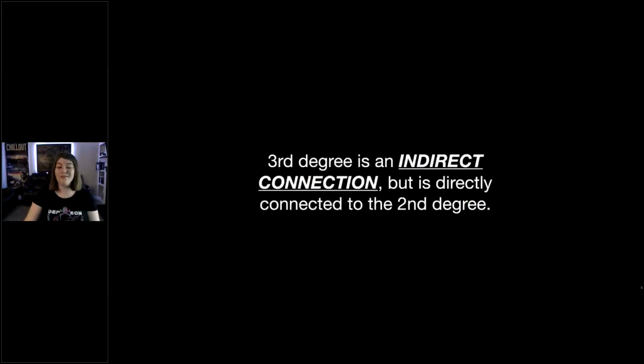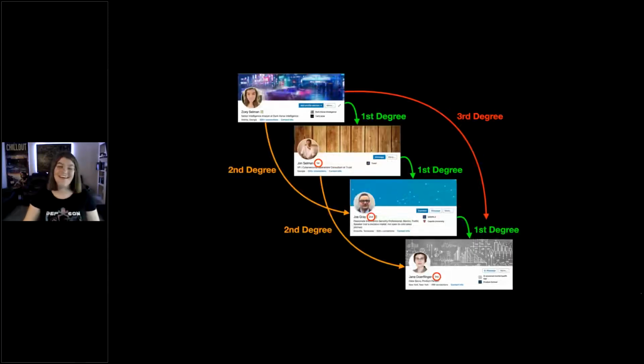So then there's the last kind of major degree, the third degree, which is an indirect connection, but it's directly connected to the second degree. And this chart looks a little bit crazy. I won't lie, it's a lot to take in. This is what this looks like. So you've got Jane, who's a first degree connection of Joe, Joe, who's a first degree connection of John, and then John, who's a first degree connection of me. And so because of that, Joe is my second degree connection, Jane is John's second degree connection, and Jane is my third degree connection. And this is really relevant when you're conducting any form of intelligence gathering.